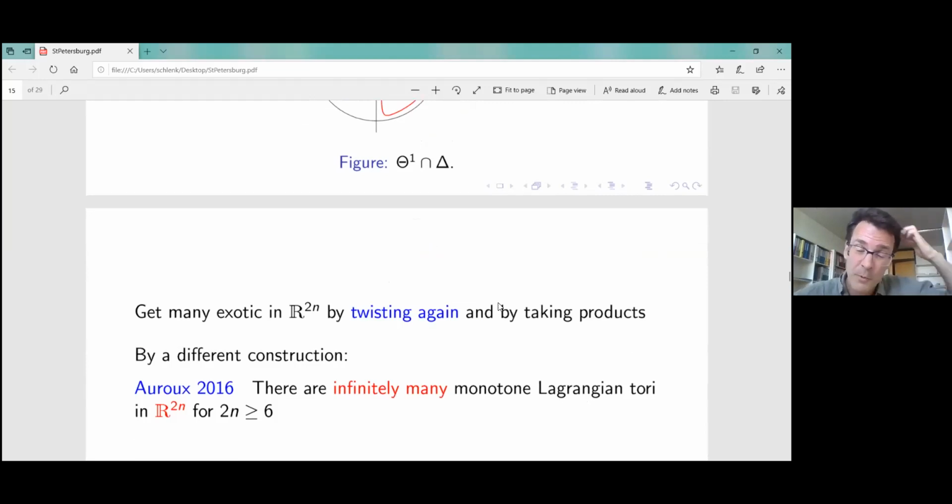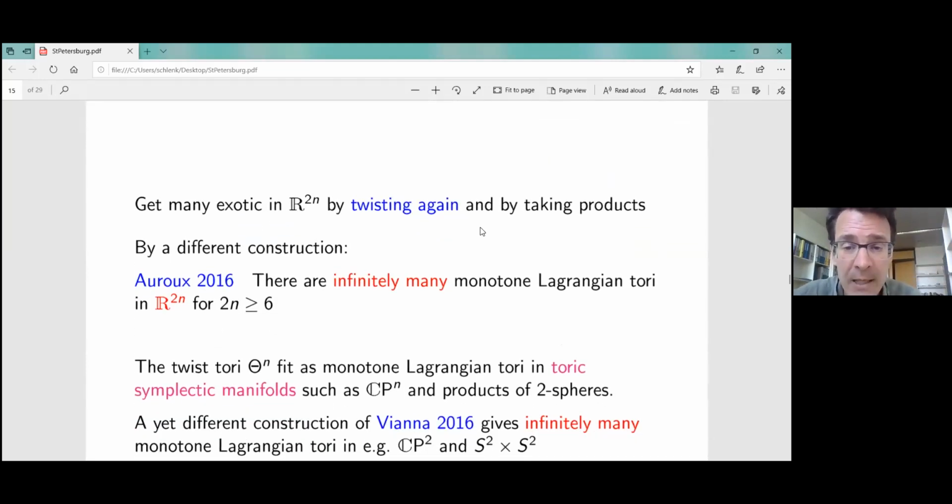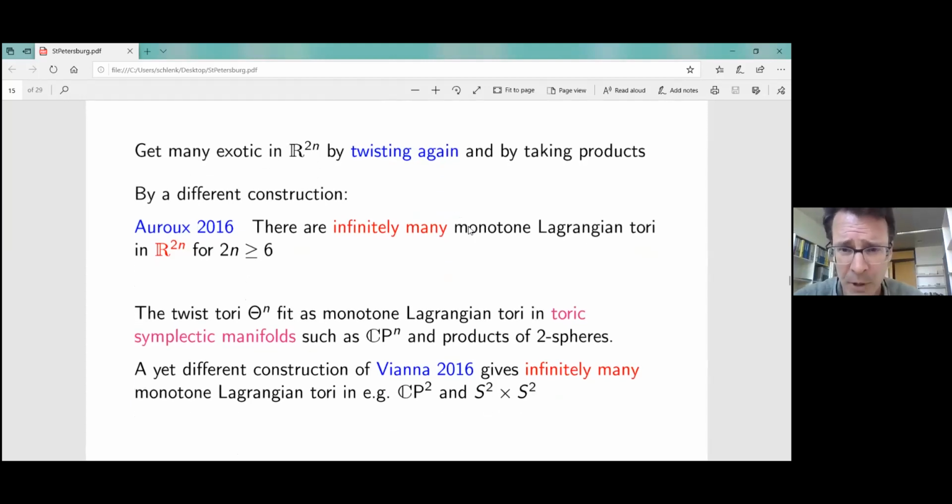What I already said is that when you take such a CK, you can take products, or in a way, we produce such a theta torus by twisting a circle. And you can also twist such a torus again, so you can do higher twisting, and then you get many other examples. The full enumeration is not fully worked out, only partially, and it lost some interest because in a given Cn, you only get finitely many in this way. And Oru then produced in R6 and bigger, infinitely many different, up to symplectomorphism, monotone Lagrangian tori.